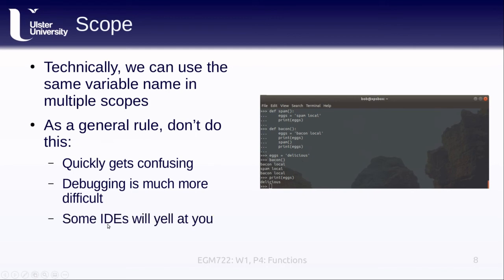And fortunately, when we're using an integrated development environment such as PyCharm or Spyder, these different IDEs will often yell at you when you are doing something like using the same variable name in multiple scopes, because it's something that can cause problems and it tries to get you to avoid doing that.